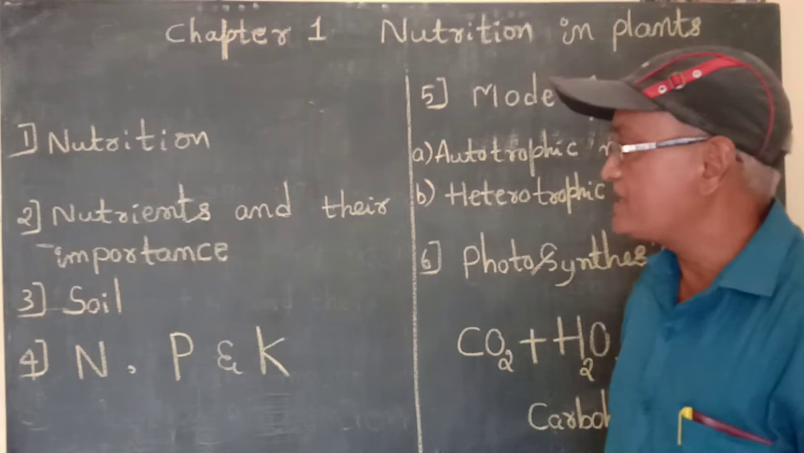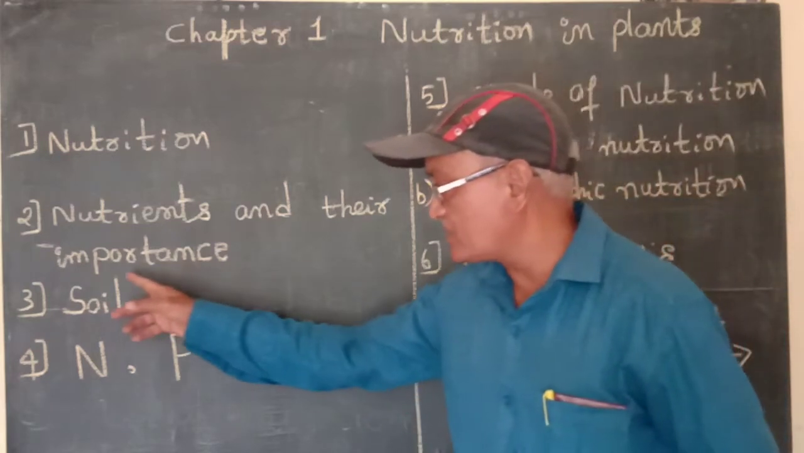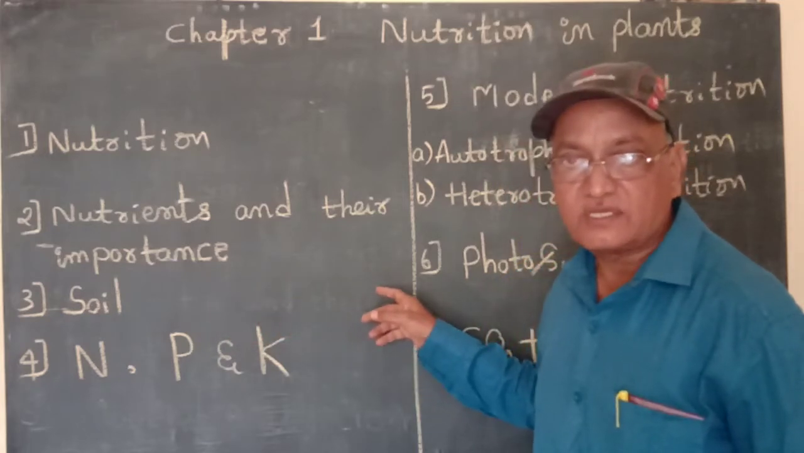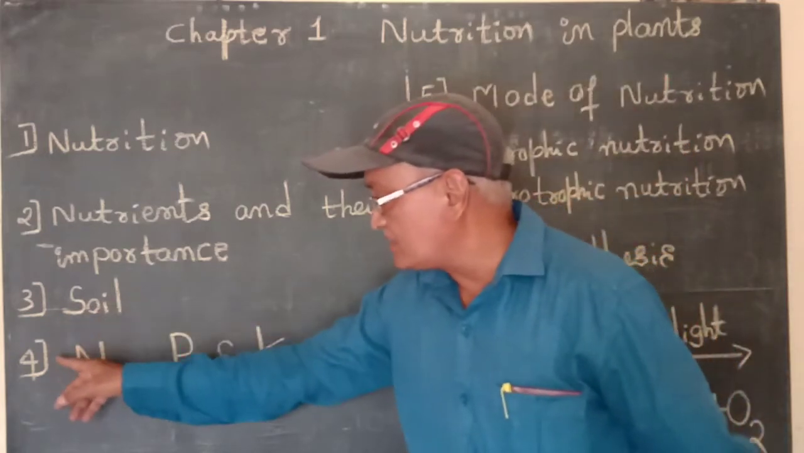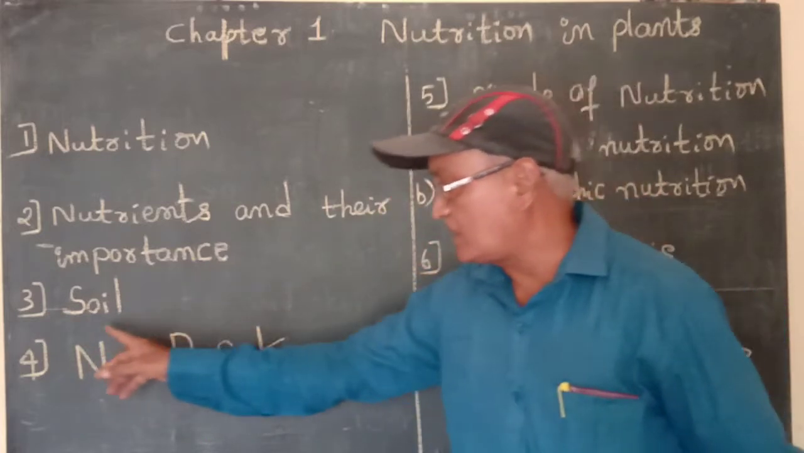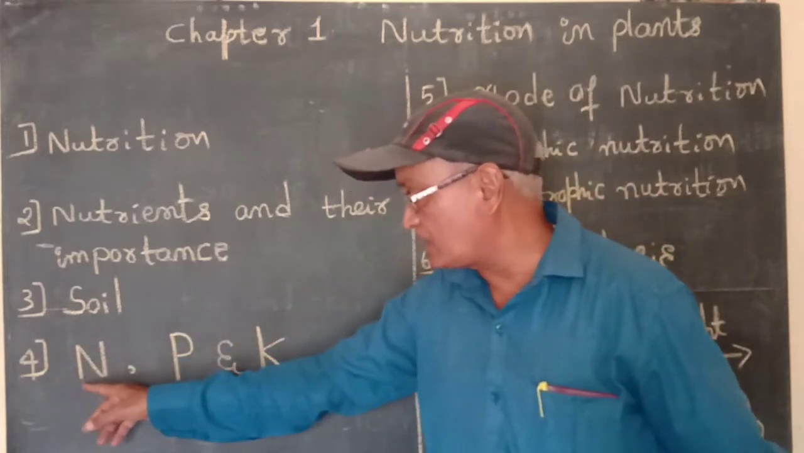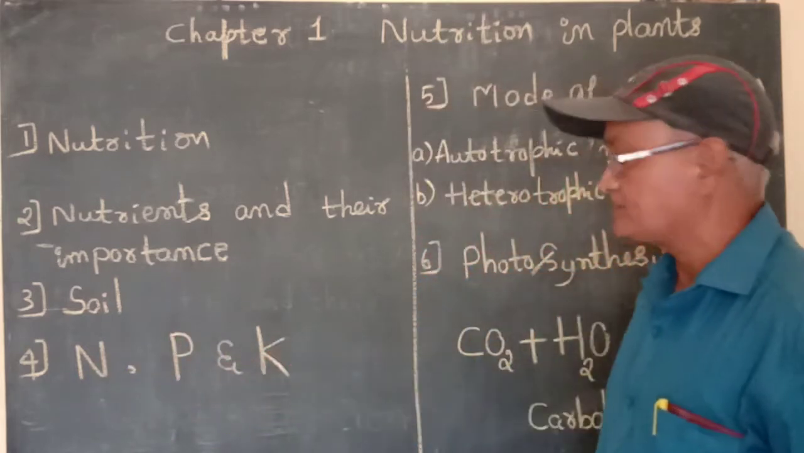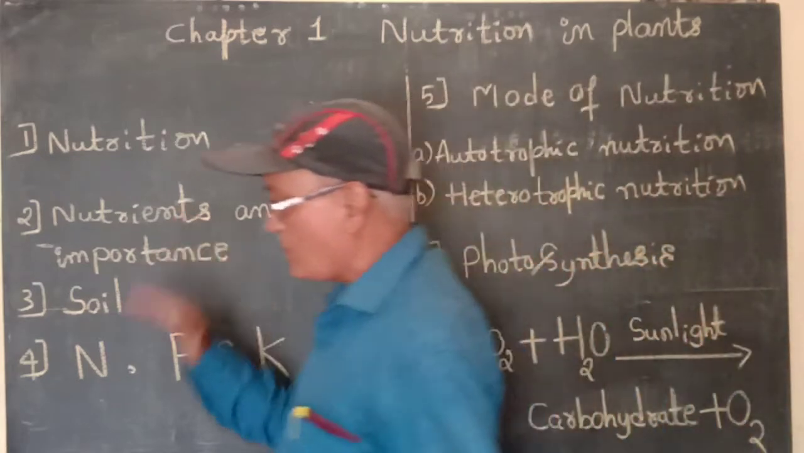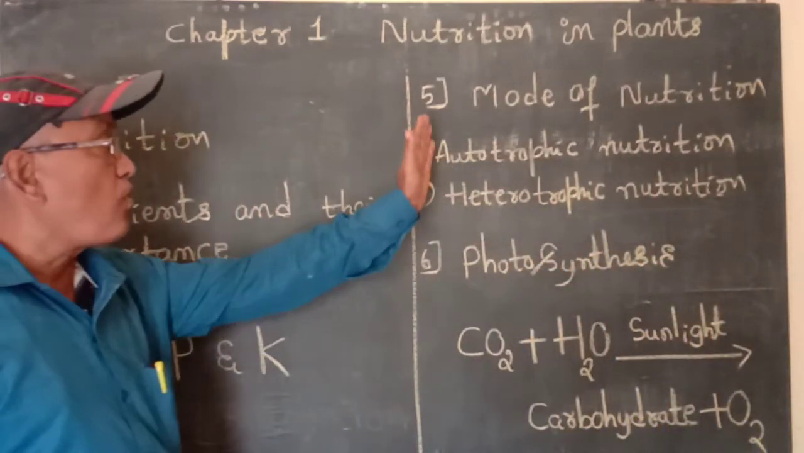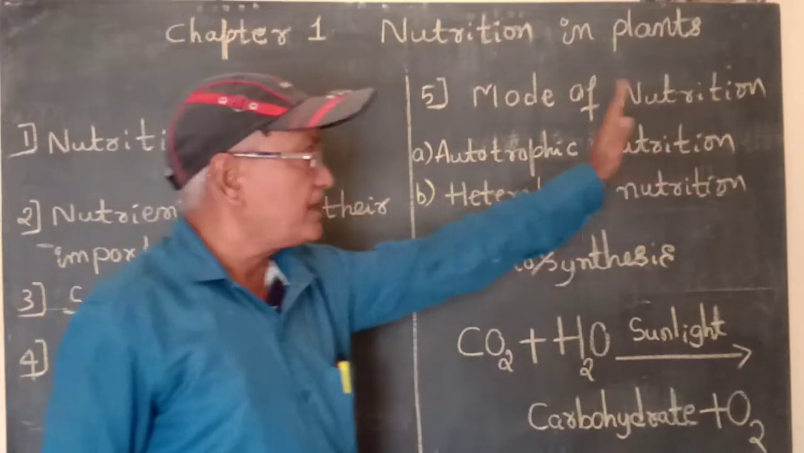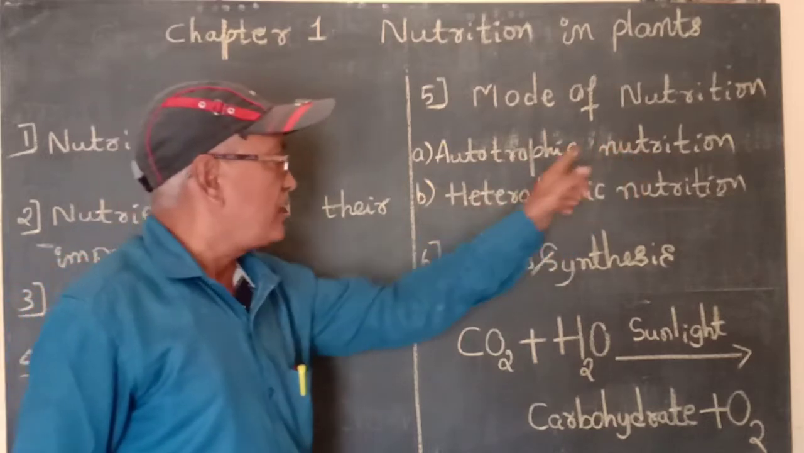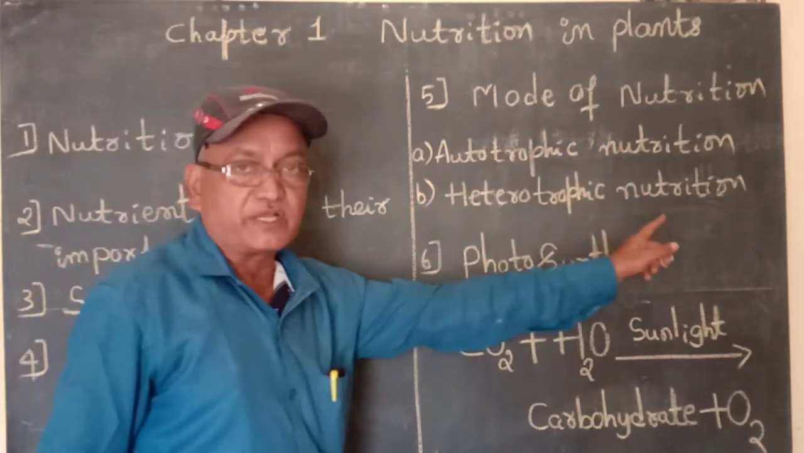Next, about the plants only. Soil is the major nutrient source for the plants. Plants need other major nutrients: nitrogen, phosphorus and potassium. Now children, till now I explained nutrition, and now I have come to the mode of nutrition. There are two modes of nutrition: one is autotrophic nutrition, another one is heterotrophic nutrition.